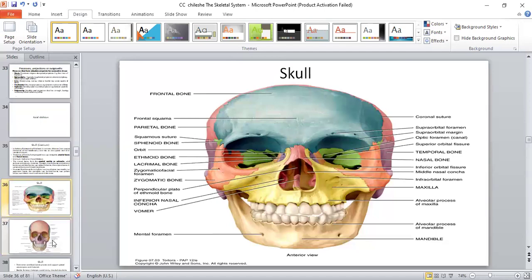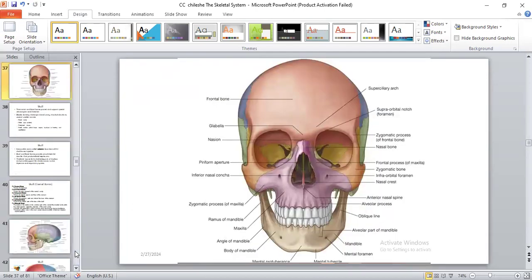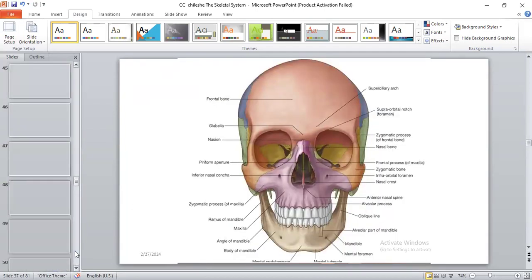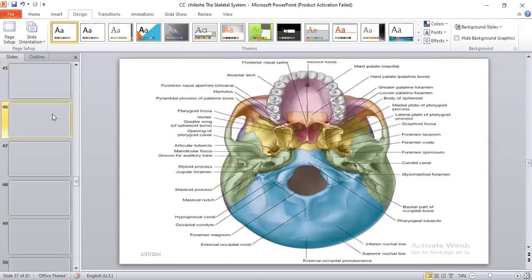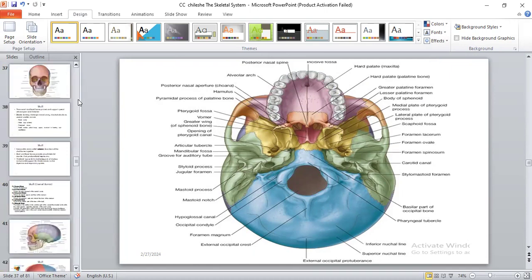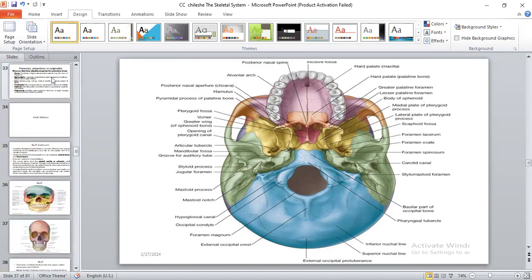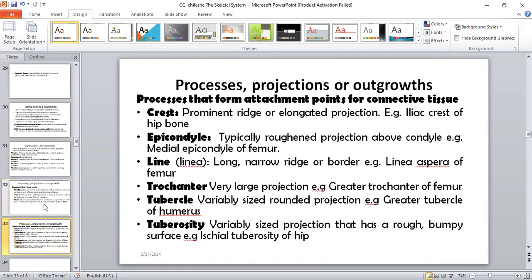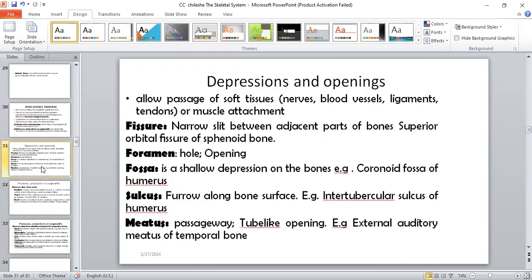We have bigger foramina, such as that one where the spinal cord is supposed to pass as it is leaving the brain, as it is leaving the cranial cavity, such as this one, which is known as the foramen magnum. This is also a foramen, and it is a very big foramen. So foramina may range in sizes also.